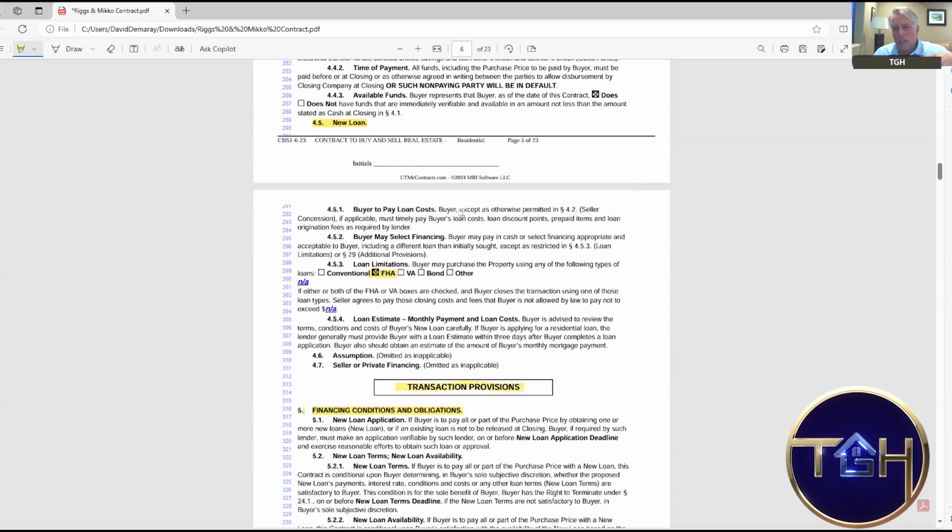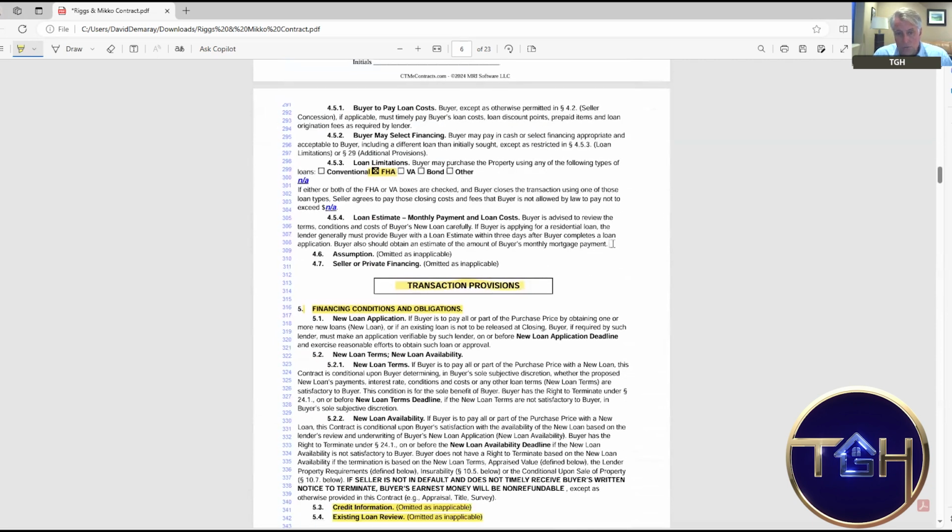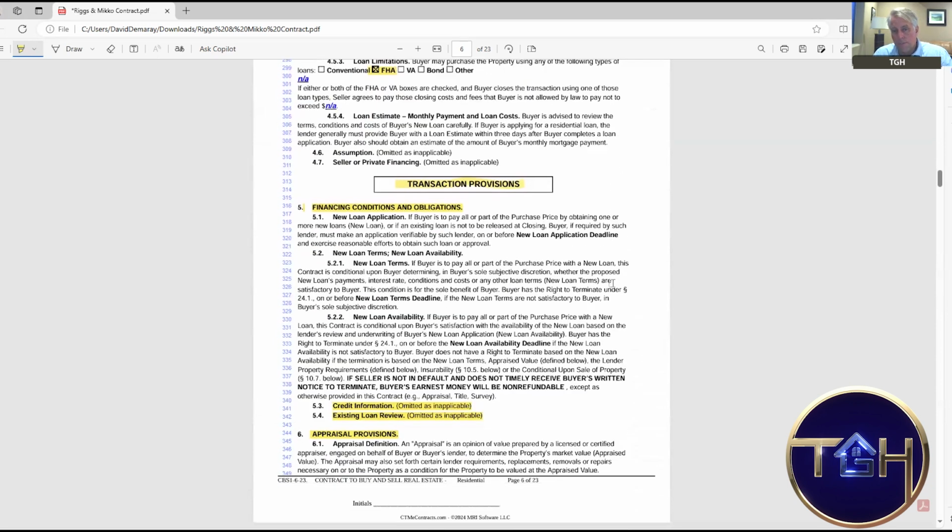Now it talks about us getting a loan. In this case, Riggs is getting the FHA loan. Transaction provisions: Riggs's right to object and terminate and get his earnest money back if there's a problem with the loan.